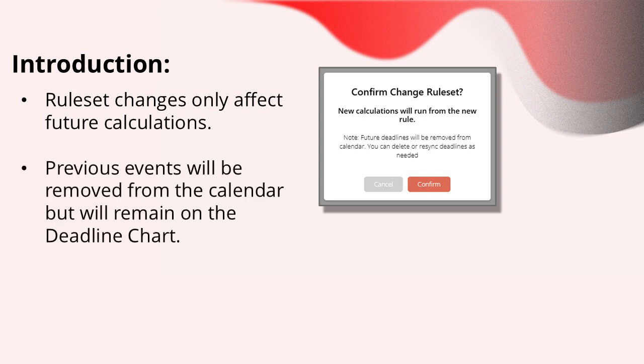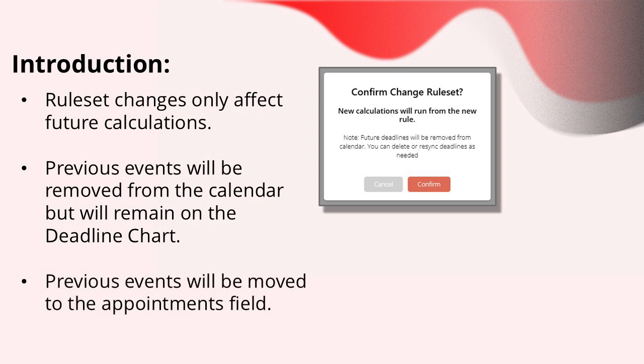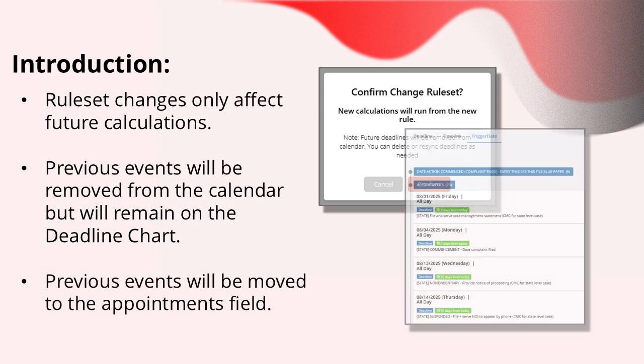Any events already on your deadline chart will be removed from your calendar, but will remain on the deadline chart for reference to be resynced back onto the calendar or simply deleted. These previous events will also now show under the Appointments field in the Trigger Date view.